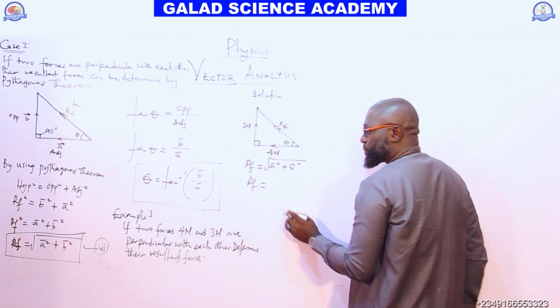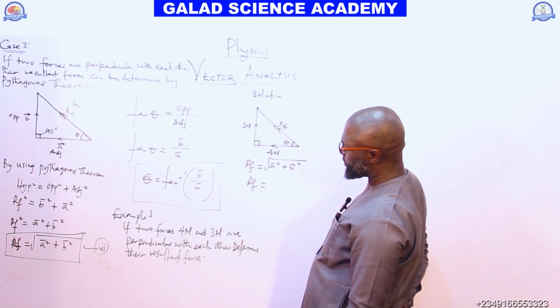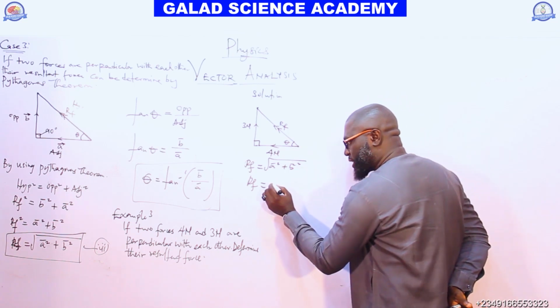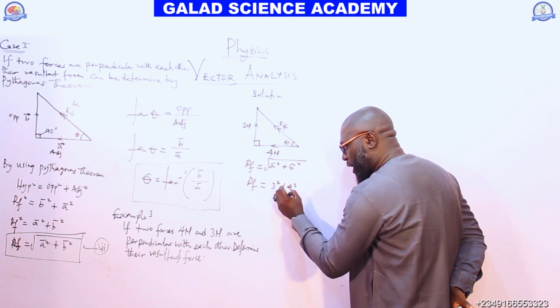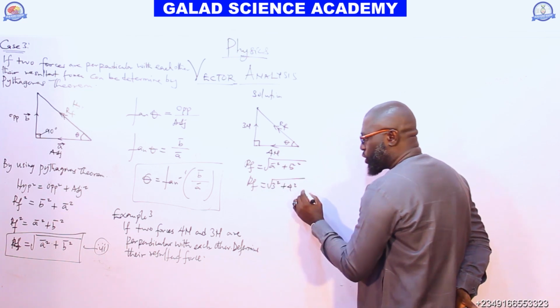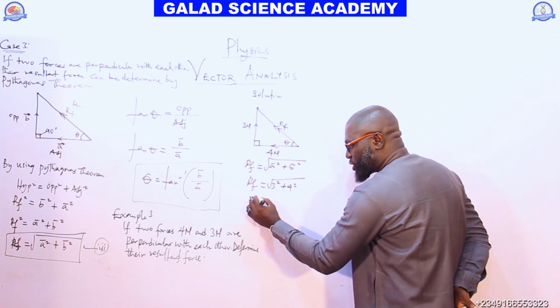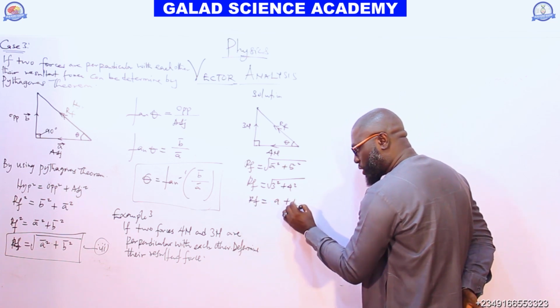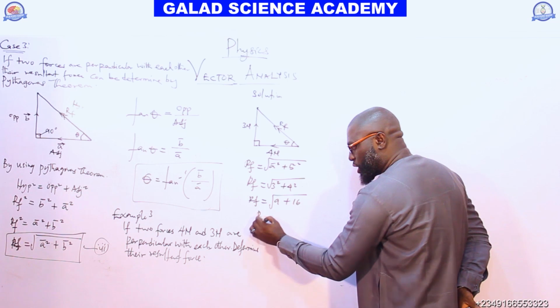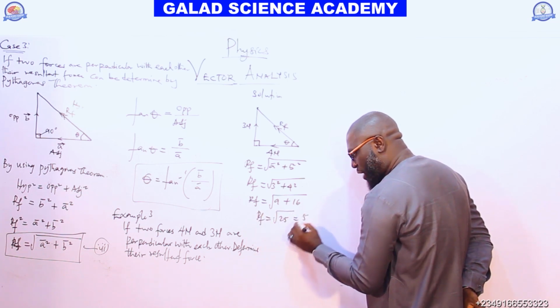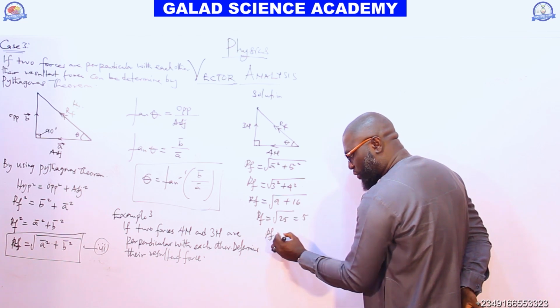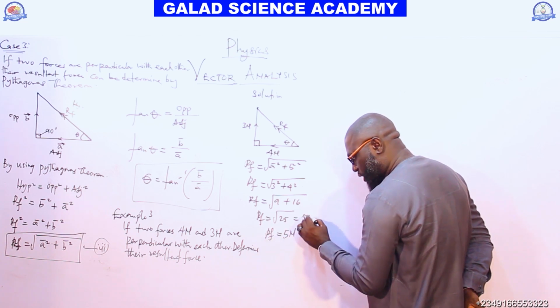You can say the square root of 3 squared plus 4 squared. The resultant force will be the square root of 9 plus 16, which is the square root of 25, which is 5. So the resultant force will be 5 Newton.